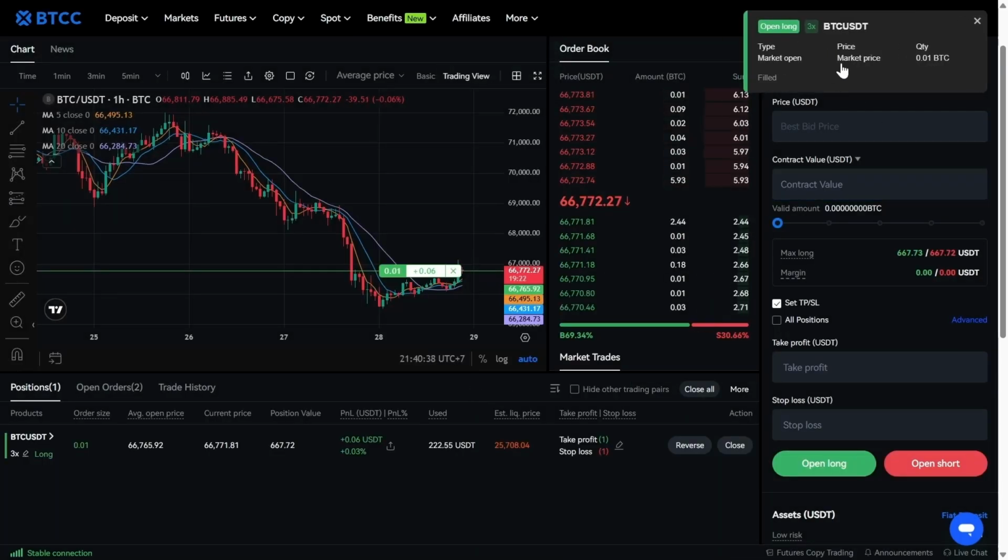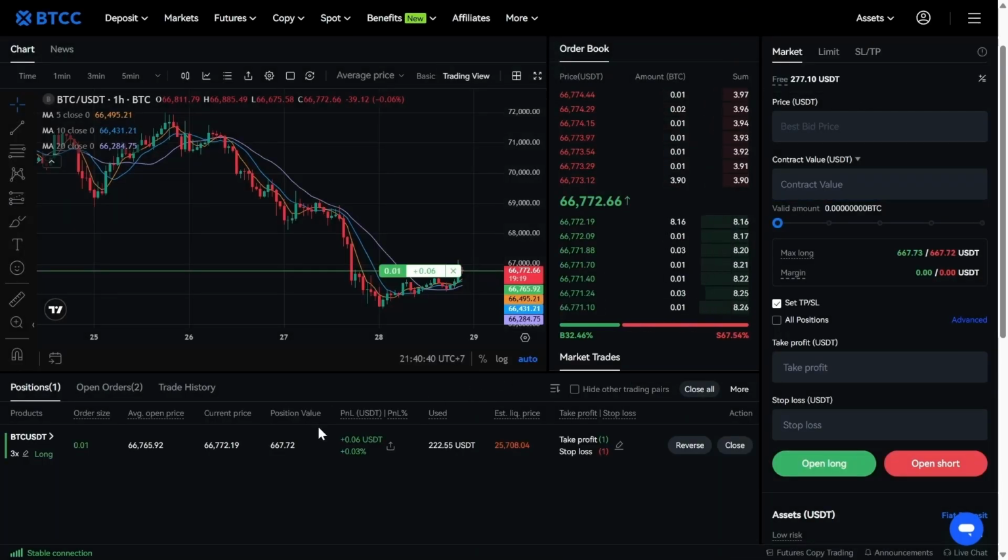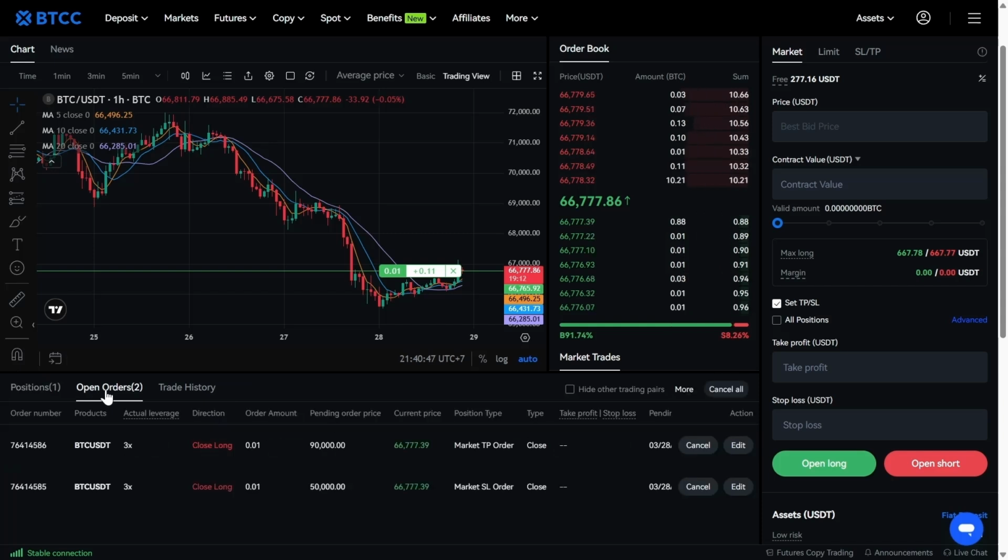We can see that our order was executed and under positions, here is our position. We can see our take profit and stop loss. And under open orders, here is our take profit and our stop loss. Here is where we can also cancel the orders or edit them. So that is the first way that we can add a take profit and stop loss.